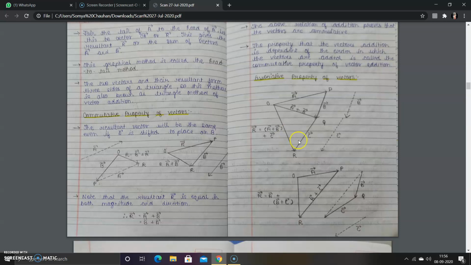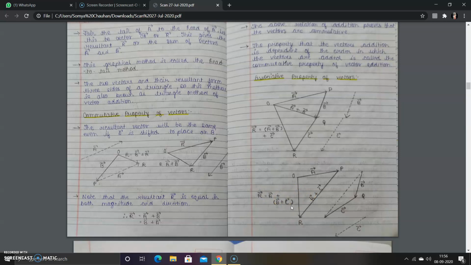Now the next condition is what? We have to add firstly b plus c, then we have to add the resultant to a vector. So this is b, this is c. We will see that this will give you the resultant b plus c. When we shift this b plus c to the head of a, then it will give you the two sides of the triangle. The third side of the triangle will be given as the resultant of the two vectors. So the resultant will be a plus b plus c.